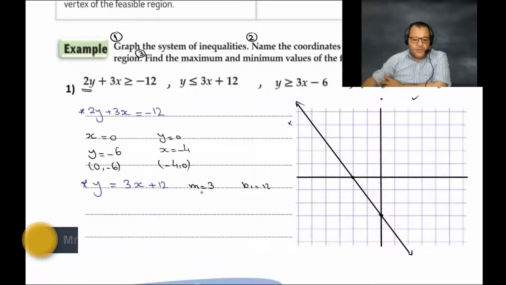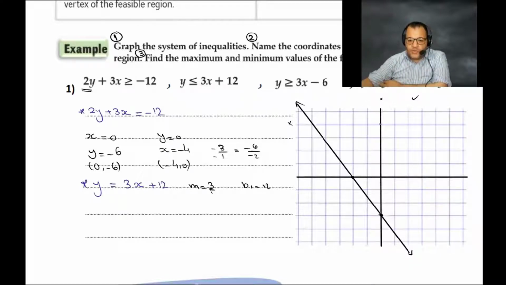Because the slope now is 3, it would be 3 over 1. 3 over 1 could be written as -3 over -1, because you can go up and right, or we can go down. Or we can say it will be -6 over -2, because I make the scale equal 2. So I'm going down 1, 2, 3, then going to the left 2, to the exact point.